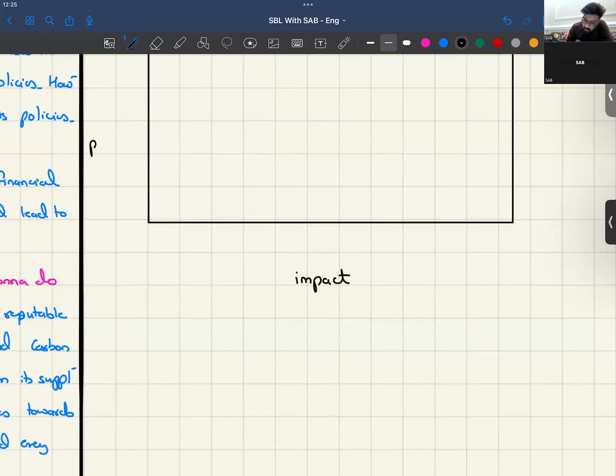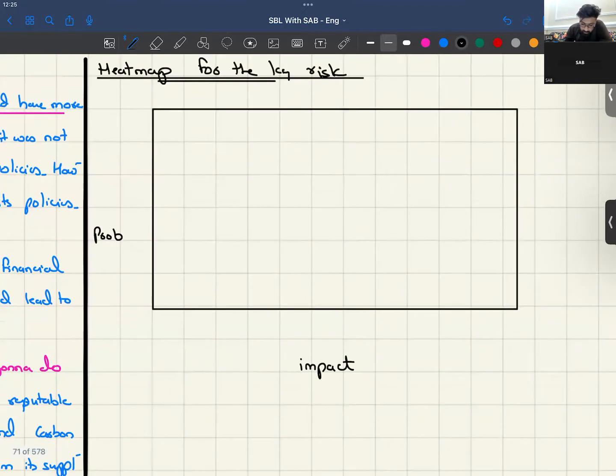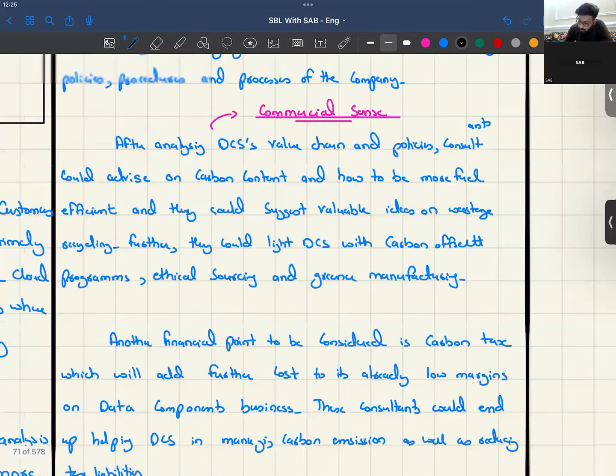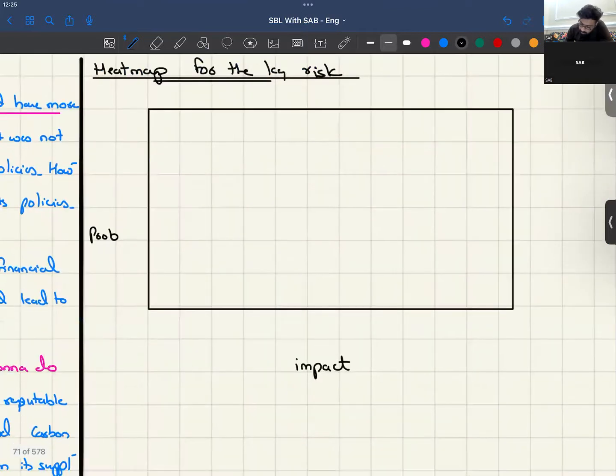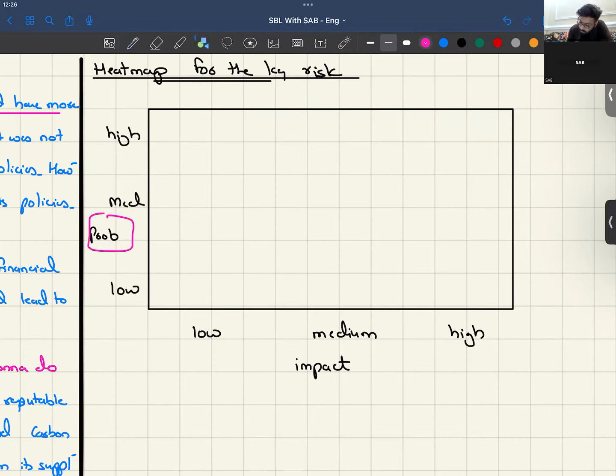So now the impact and probability. Plot these risks here. This is, I'll say, low. This is medium. This is high. This is going to be high, this is going to be medium, and this is going to be low. Let's mark the probability here and the impact here, right?